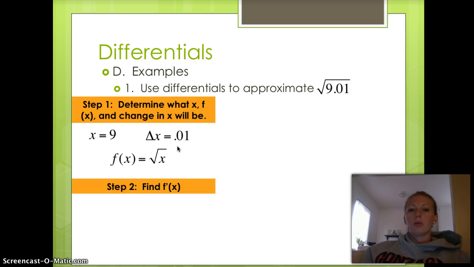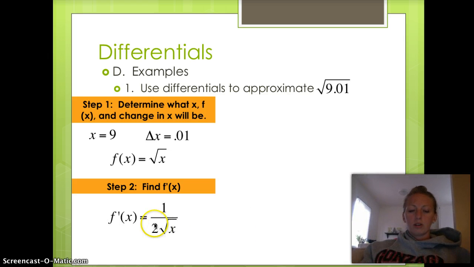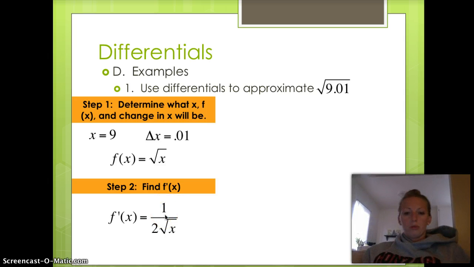Okay, step 2, we need to know our derivative. So what is the derivative of root x? That's the same as x to the 1/2. Remember, we're not integrating, we're taking the derivative. So when you take the derivative, you bring the power down and subtract 1. So the derivative of f of x is 1/2 x to the negative 1/2, which is the same as 1 over 2 root x.